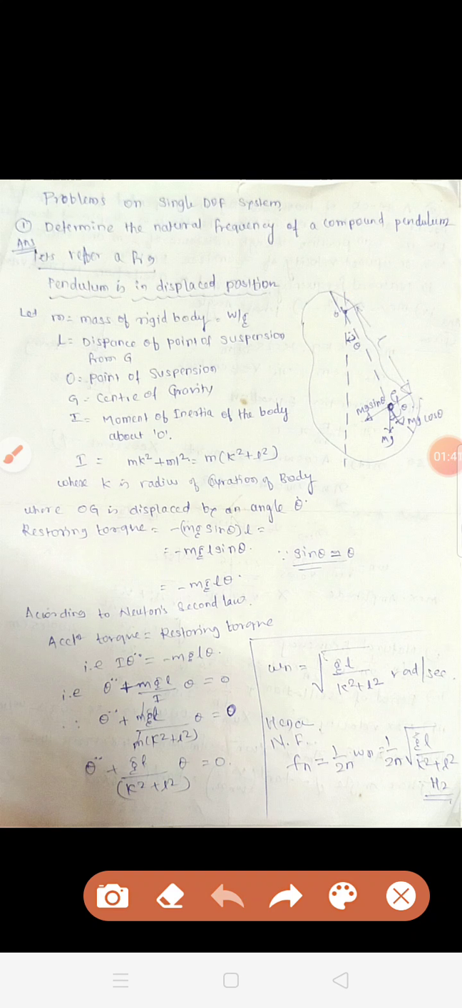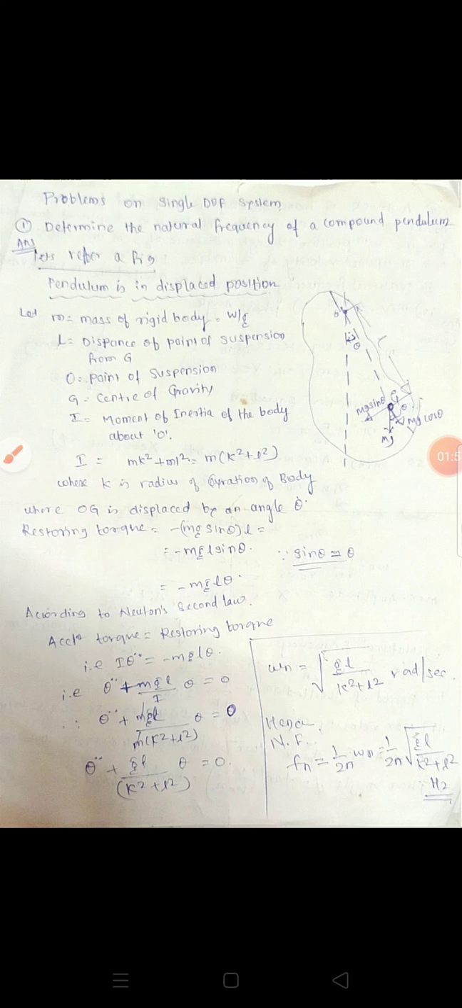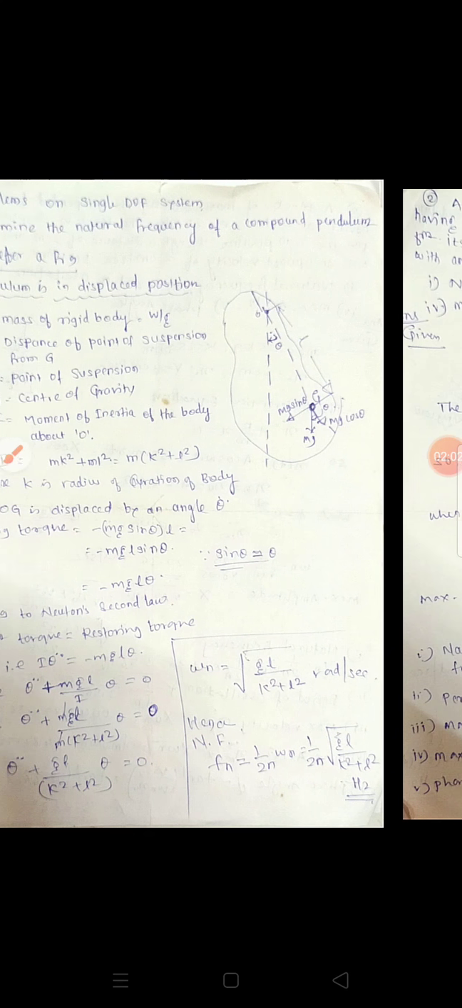The restoring torque can be taken as minus mg sin theta into this distance L. We take the negative direction. As the angle is very small, sin theta is approximately equal to theta, so we take the restoring torque as minus mgL theta.